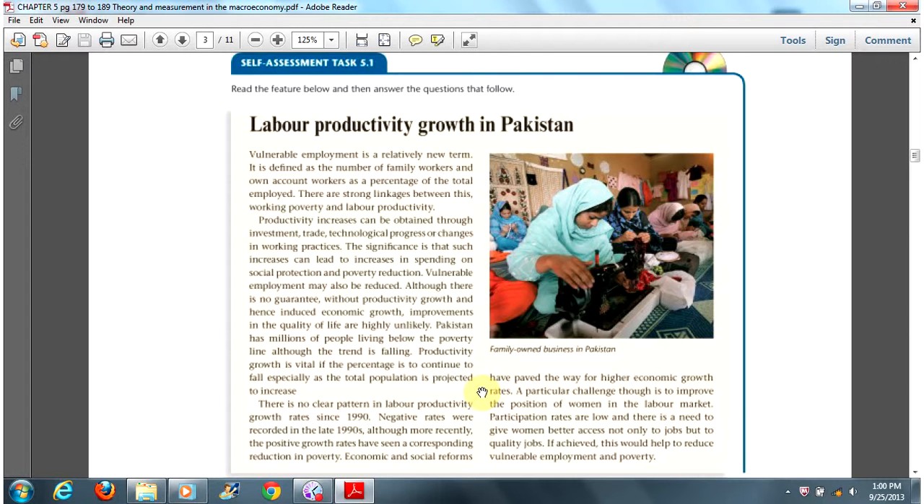A particular challenge, though, is to improve the position of women in the labor market. Participation rates are low, and there is a need to give women better access not only to jobs but to quality jobs. If achieved, this would help reduce vulnerable employment and poverty.